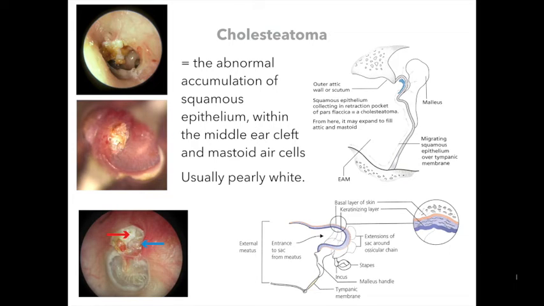Cholesteatomas are very much related in the sense that when you have attic and marginal perforations of the tympanic membrane, they can be associated with cholesteatoma. A cholesteatoma is an abnormal accumulation of skin squamous epithelium within the middle ear cleft and mastoid air cells. It typically has the appearance of a sac that communicates with the ear canal and is usually pearly white. It has a tendency to progressively enlarge and can erode the bony structures of the middle and inner ear. It can also spread outside it and cause further complications.